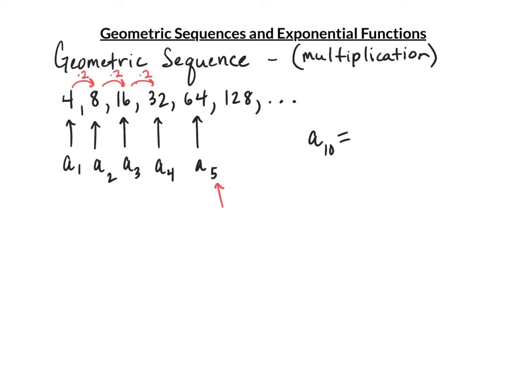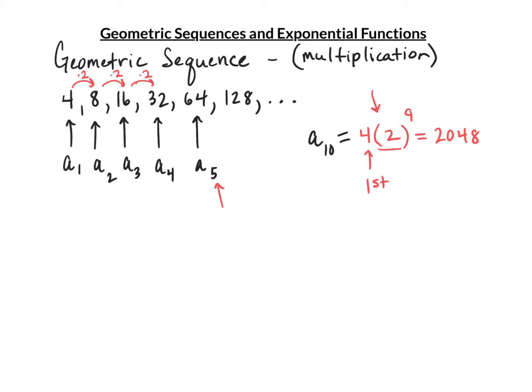If we're looking for a sub 10, the 10th term in this list, we know the list starts at 4. We know that every time we move one position, we multiply by 2. Because 4 is the first term in that list, I only need to move 9 places in the list to get to the 10th term. I multiply by 2 9 times to get to the 10th term. This is going to be a large number, 2048. This pattern right here is what we see when we look at an exponential equation.